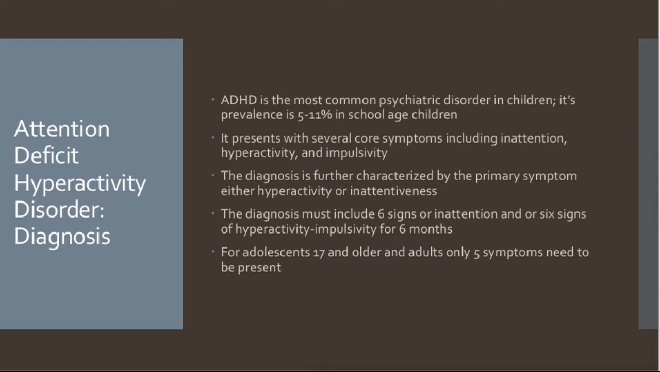So the key things from this particular slide are to remember that the diagnosis has to include 6 signs and symptoms of inattention or hyperactivity and impulsivity, and it has to be present for 6 months. And you want to know that for 17 years and older, only 5 of the symptoms have to be present in order to make the diagnosis.